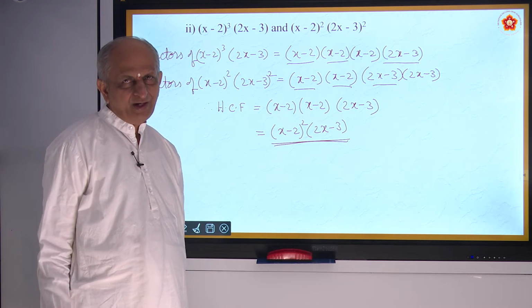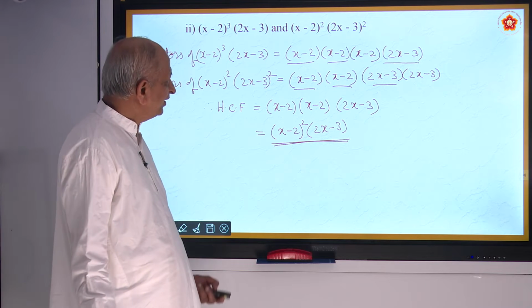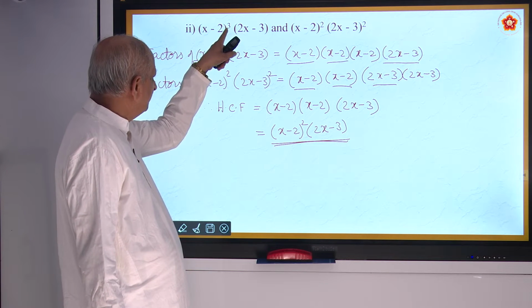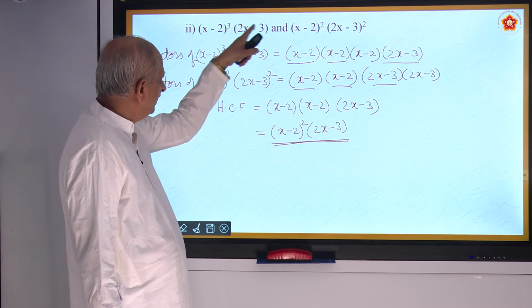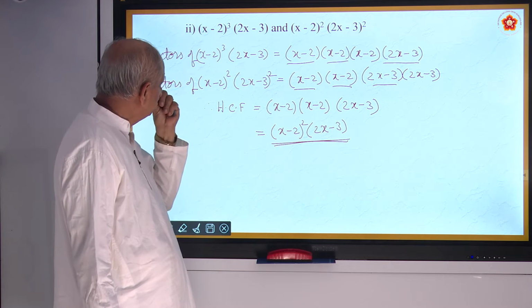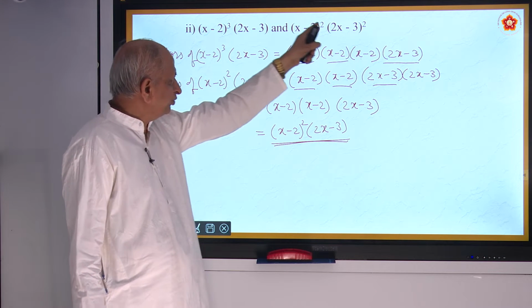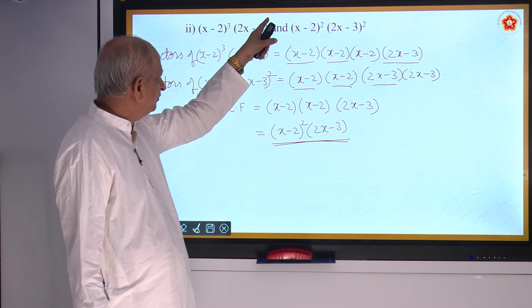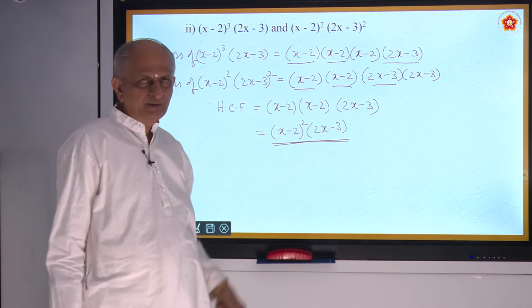Okay? Understood? Actually, you can do it orally also. How to do it orally? In these powers, you must see which is the lesser power. Cube is here, square is here. The lesser power is square. In this, power of 1 is here, power of 2 is here. So which power is less? Here it is 1 power. So that you write. That's all.